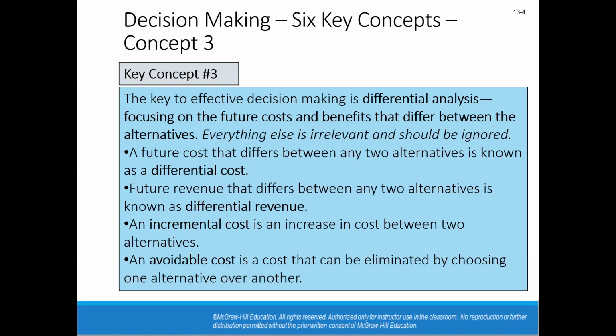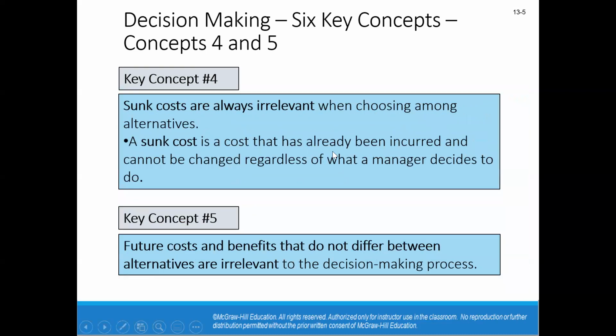An incremental cost is an increase in cost between two alternatives. An avoidable cost is a cost that can be eliminated by choosing one alternative over another. So we're coming up with a lot of concepts here. Differential cost is the difference between two alternatives. Future revenue that differs between two alternatives, we call differential revenue. Then we have incremental costs and avoidable costs.